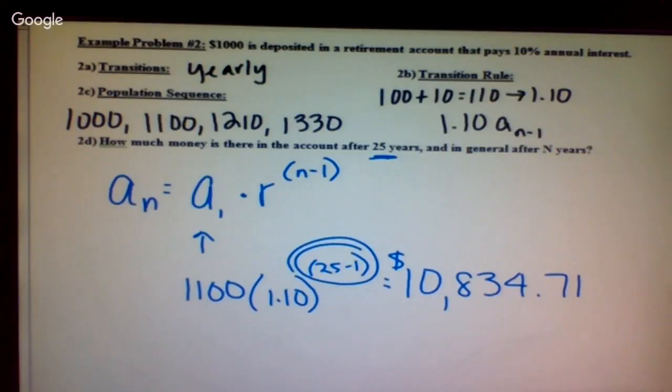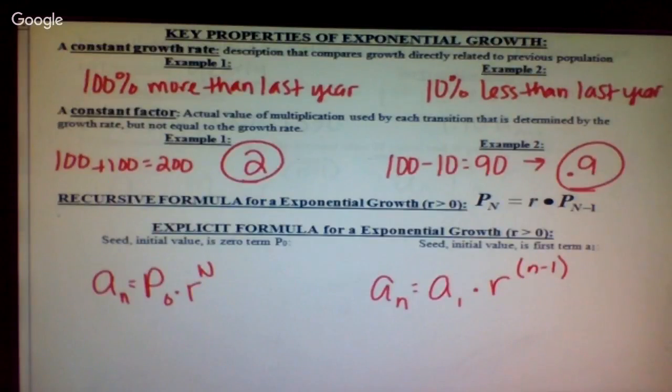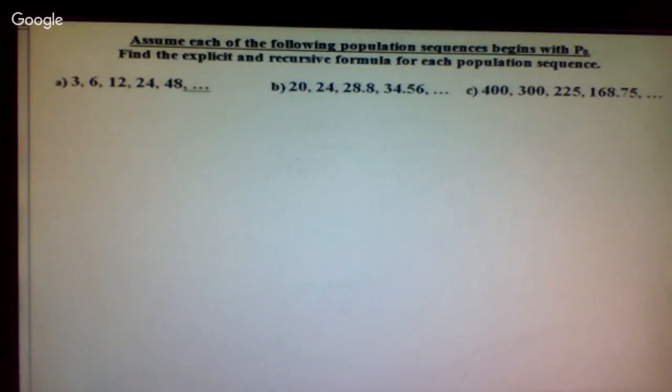You would get the same answer if we would have done A sub n equals P0 times R raised to the n. So this one would have looked like 1,000 times 1.10 raised to the 25th. And it still would have come out with this answer. Again, I don't care which formula you use, but this one's going to be the one they give you. Do you want to stick with the one you're going to see? Yeah, stay with that one. If you don't like that one and you like the other one, by all means, use it. Your answer should come out the same.